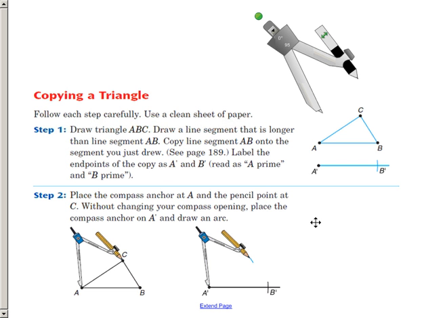Okay, we can do the same thing to copy a triangle. So the direction is to draw a triangle, and you will have a triangle in your book already labeled ABC. All right, and you will draw your first line segment just the way you did in the previous slides. You'll draw it a little bit longer than AB.